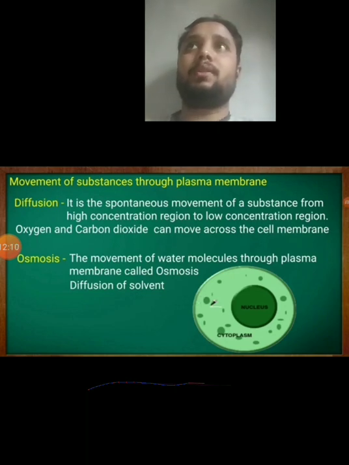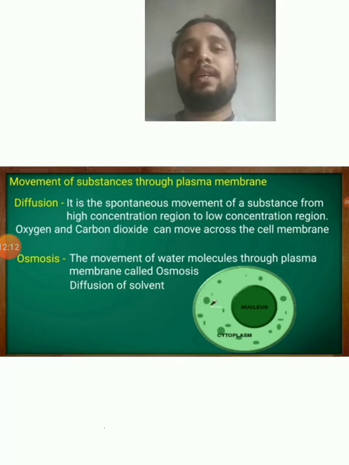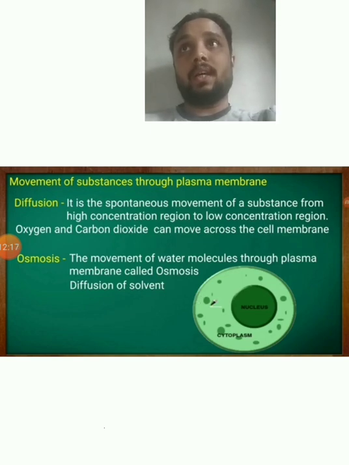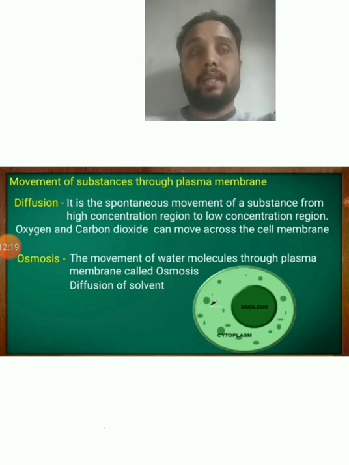Such as, for example, when a water tank is put in a high place, that means at a raised height.